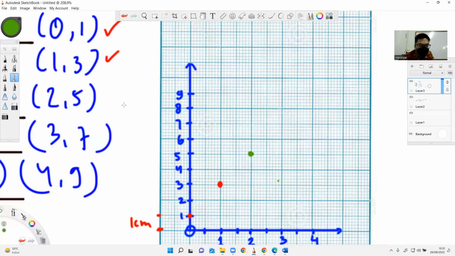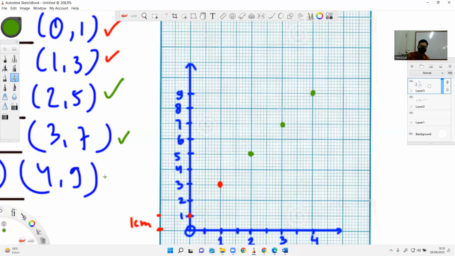And you continue. 3, 7. It is 7 here. It's on top here. Kevin? 4, 9. If you need the help of a ruler, point it. Thanks. 4, 9. Okay.